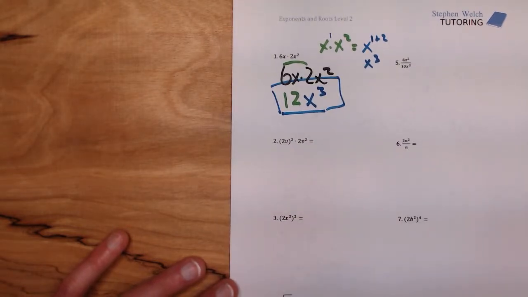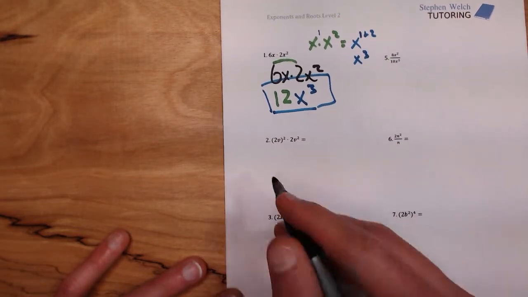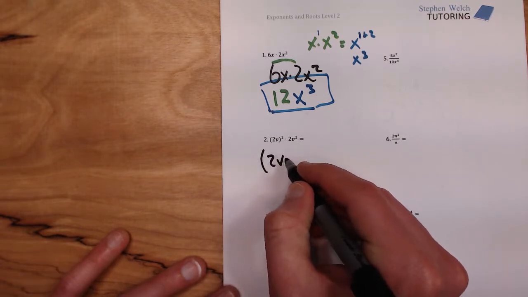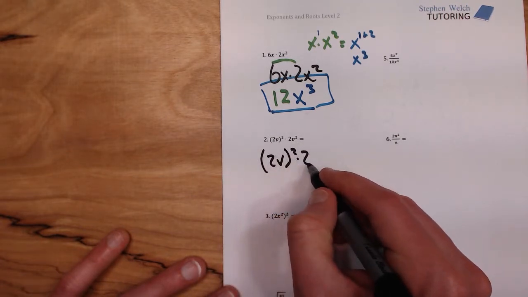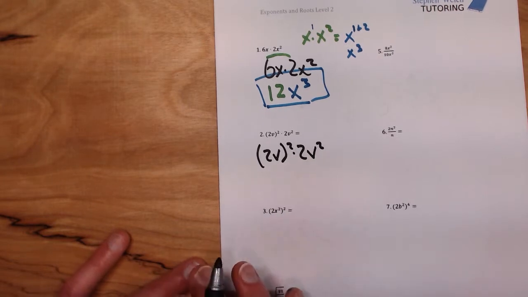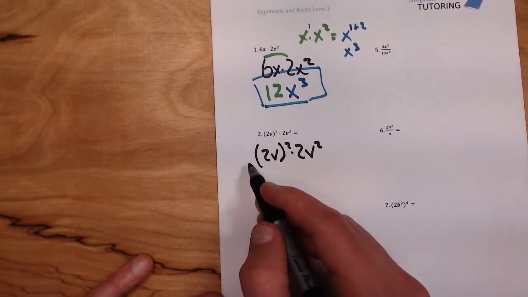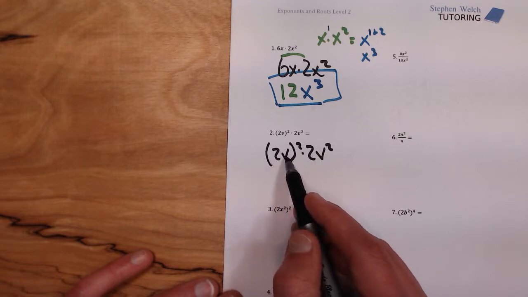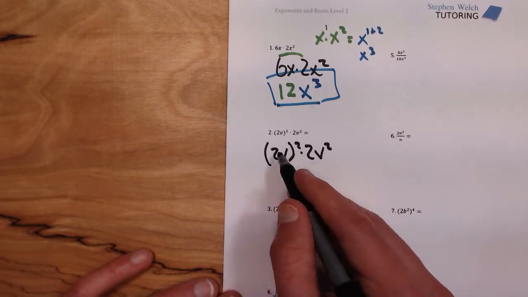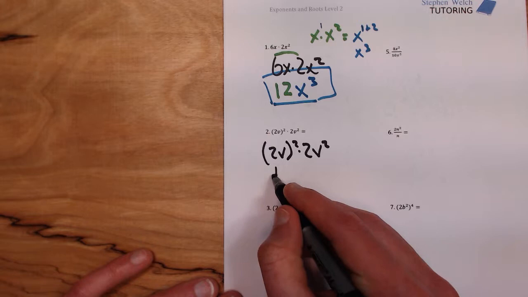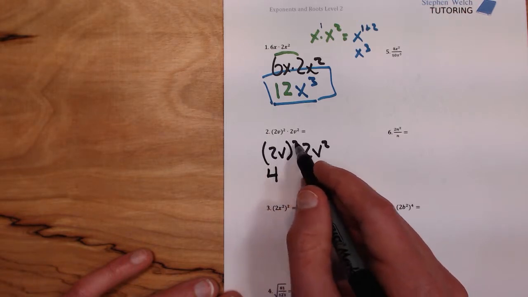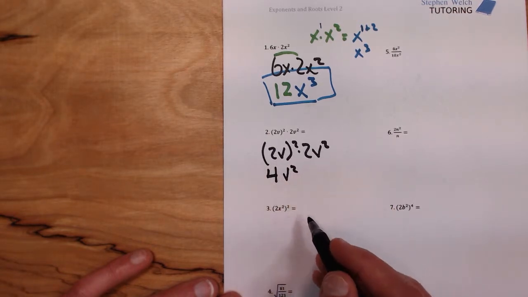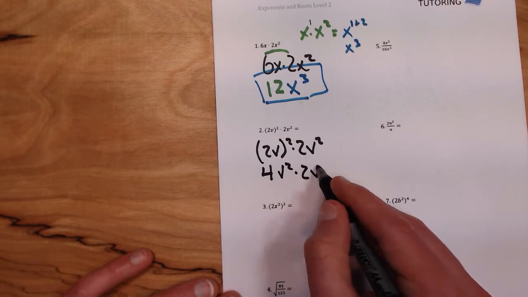Number 2 is a little bit tougher. It says (2v squared) in parentheses, squared, times 2v squared. Our job here is to first deal with this. We need to square both things. The square distributes inside of the parentheses. What is 2 squared? It's 4. V squared is v squared. There you go. Times 2v squared.